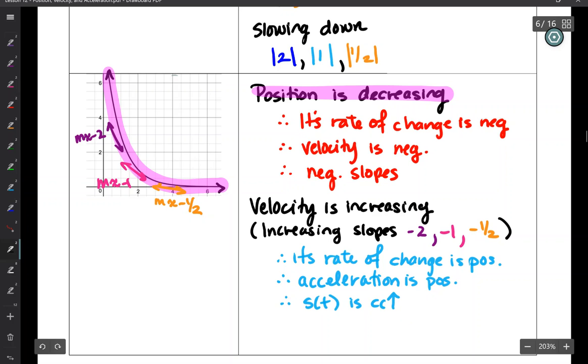All right. Now what about speed? Speed is the absolute value of velocity. So if I took the absolute value of all these numbers, I would be making them positive. So I'd be going 2 feet per second, then 1 foot per second, then 1/2 foot per second. I am slowing down.